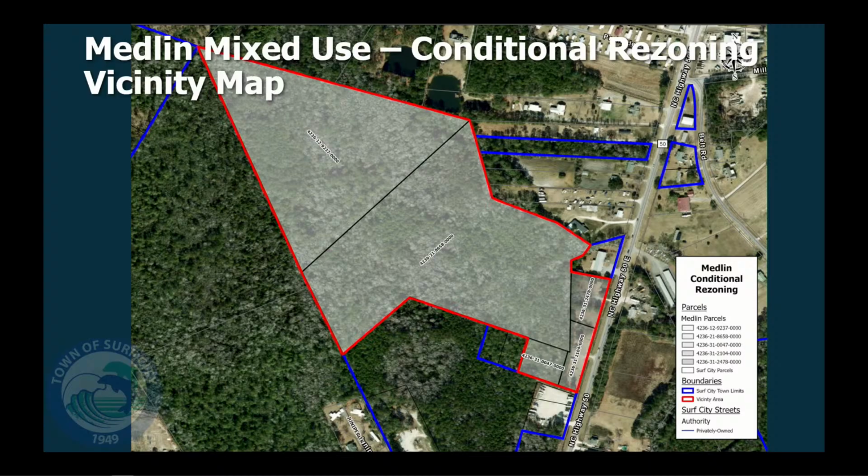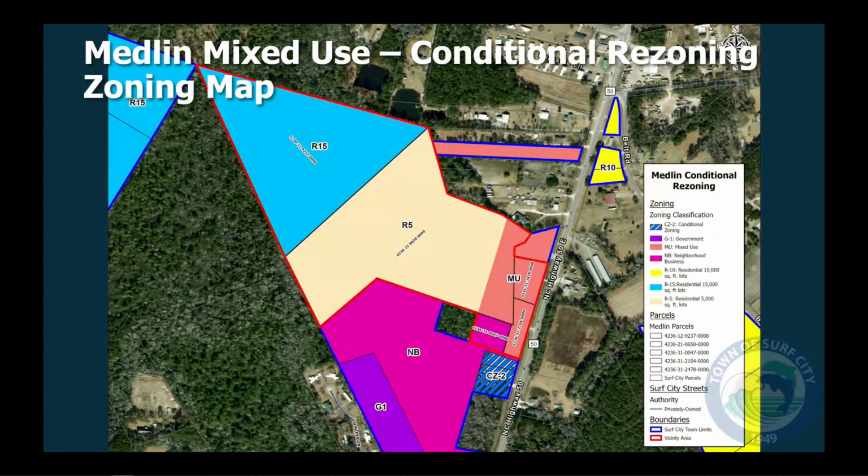However, this request tonight for 46.4 acres is a conditional rezoning from R15 residential district, R10 residential district, mixed use zoning district, and neighborhood business zoning. It is multiple zoning districts on this property. Their request is to rezone to CZMU, conditional zoning mixed use. I'm going to jump over to the zoning map so you'll see the puzzle pieces of zoning on this property.